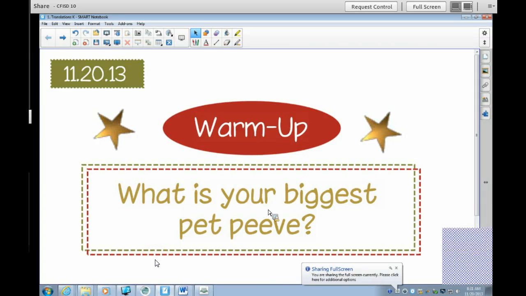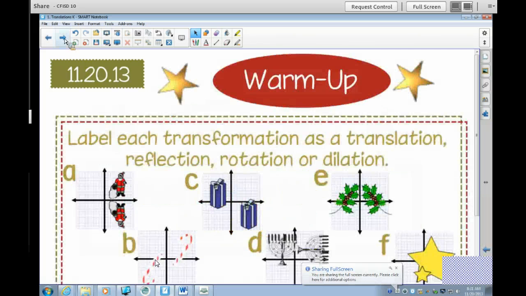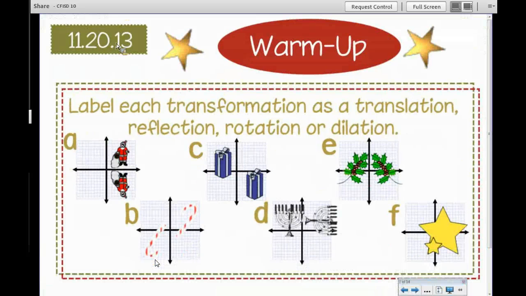All right, here's our warm-up question. Super easy. You should get 100% correct. Label the transformation as a translation, reflection, rotation, or dilation, which is what our next unit is all about. You're going to love it. Super easy.